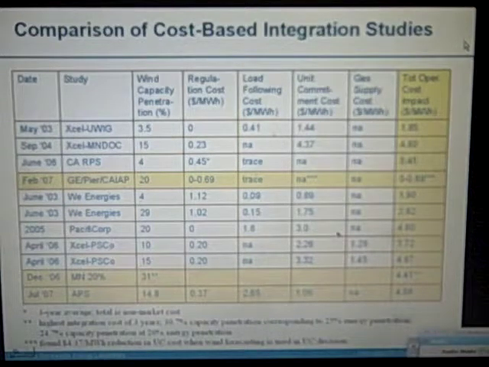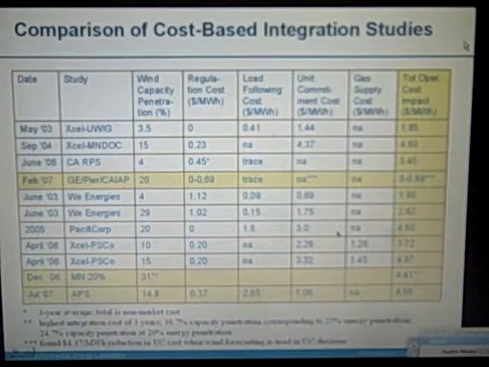So, for example, if you take a look, there are a couple of high penetration studies that have outlined. Let's jump to the next to the last one at the bottom. December 2006, the Minnesota 20% study, which is the data that we've been looking at. The integration cost was roughly $4.41. That was an average over 3 years, taking a look at the 25% penetration rate.